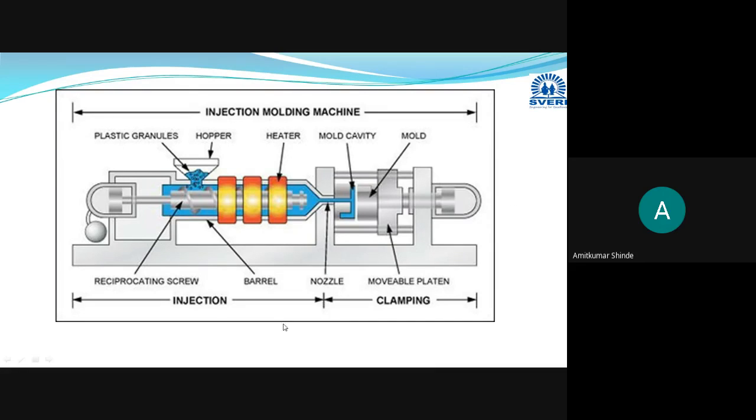Okay, in this way, in four stages, injection molding is performed. First is clamping, initially you have to do clamping, then injection, then cooling and ejection, with the ejector mechanism. Now this full process time is the one cycle from clamping.